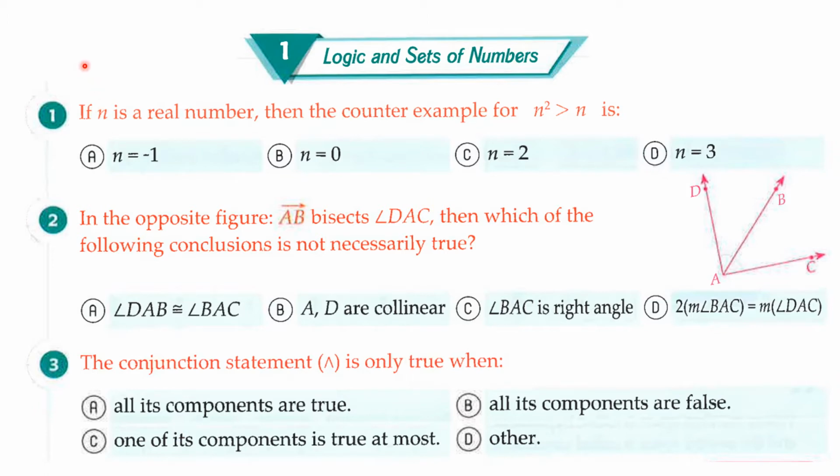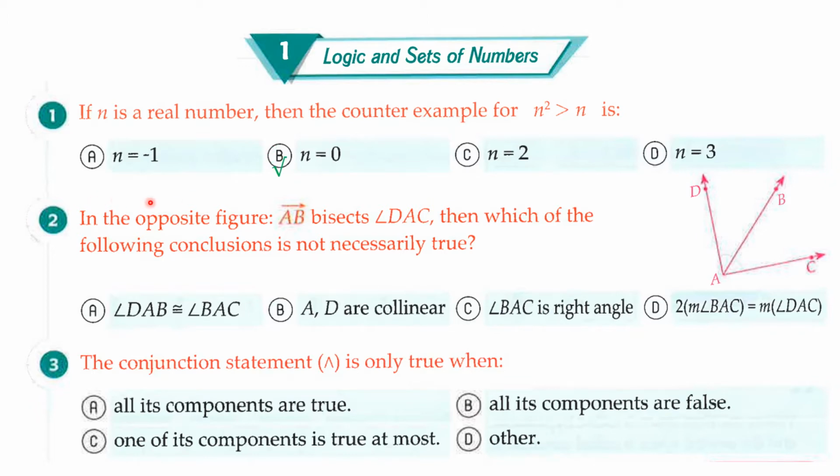The first question says, if n is a real number, then the counterexample for n squared greater than n is. Even if you don't know what a counterexample is, check which one of those is different, okay? Counterexample means it's going to prove that this is not right, or it does not satisfy this inequality. So the only right answer here, if you try them all or if you observe quickly, would be 0, because 0 squared is never greater than 0.